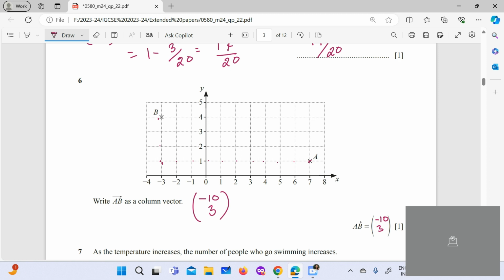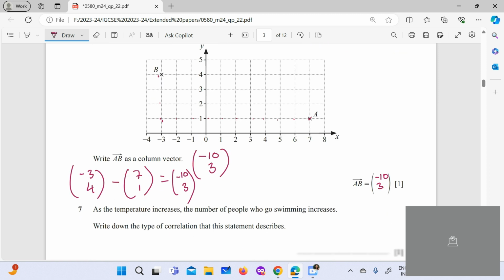Okay, so we can write this, or if you find this difficult, then what you can do is B minus A. That can also be done. You have to write the coordinates of B. B is minus 3 and then 4. See, this is minus 3, 4, sorry. And then what you can do is subtract. The coordinate of A is 7, 1. So when you subtract this, you get minus 10 and 3. Okay, so you can choose any of the methods.